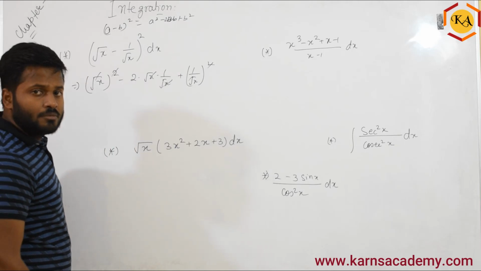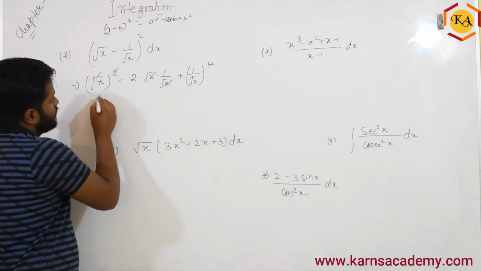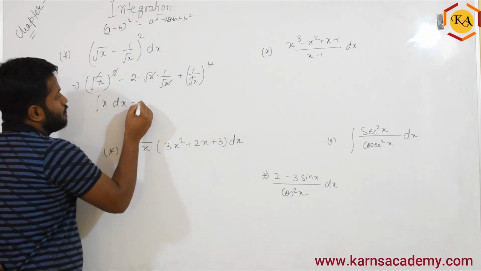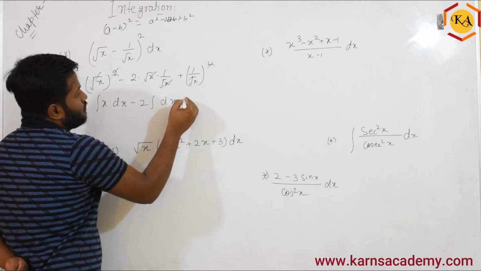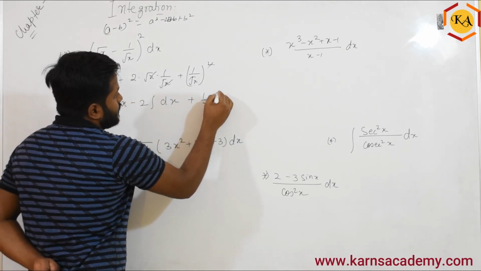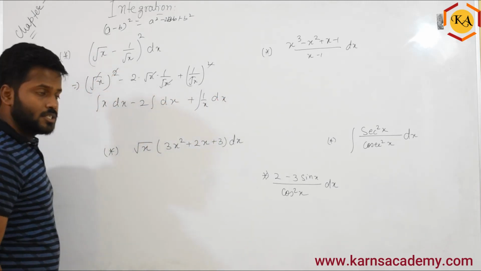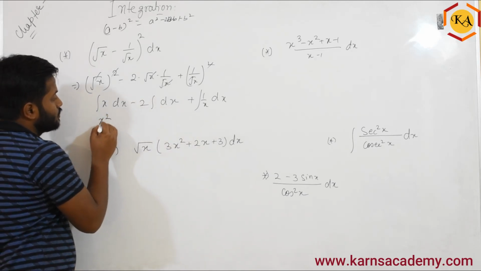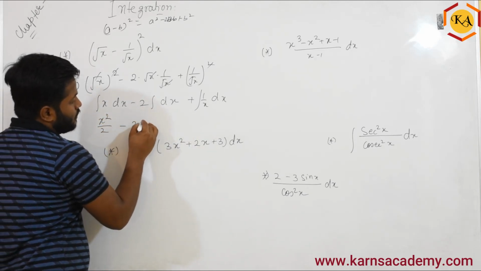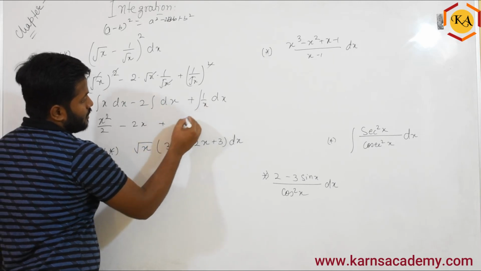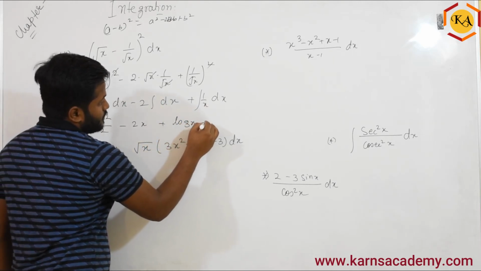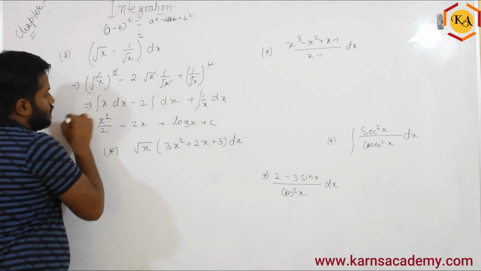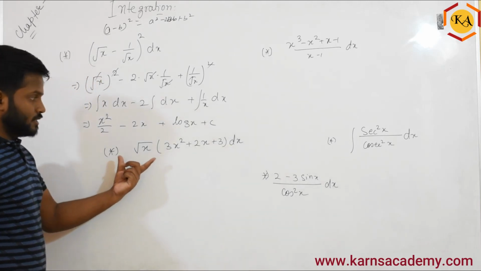Now after that normal integration you can do. Basically this is something like this. Minus 2 comes here, 1 dx plus 1 by x dx. Now can we do the integration? Yes. x integration will become x square by 2 minus 2 constant integration is x plus 1 by x integration is log x plus c. Correct?